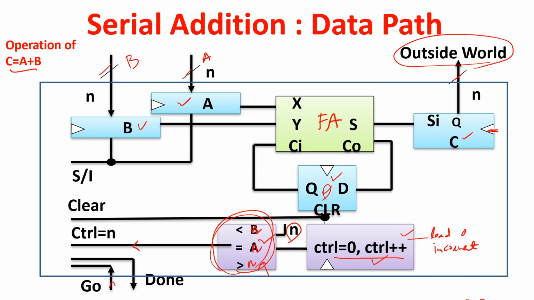So, here these are all sequential elements, particularly register, this register, this counter and flip flop, all are clocked. That means clock is a default input. In this case we are not showing it, but it is a default input. So, in this case go is a command, it comes from the data path, and done is given to the outside world. So, overall the data path looks like this for the serial addition.